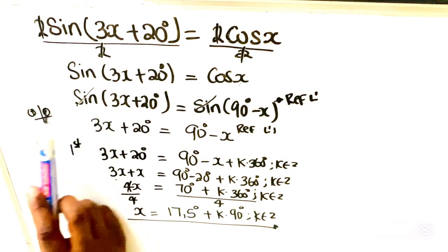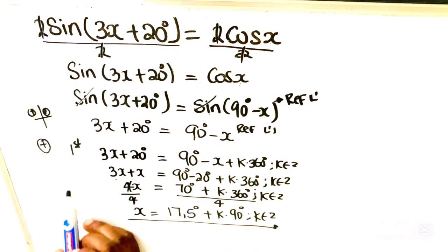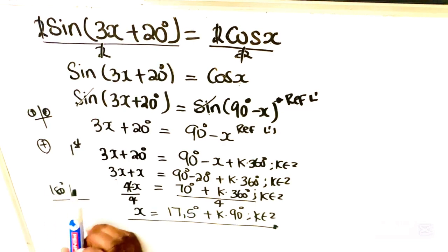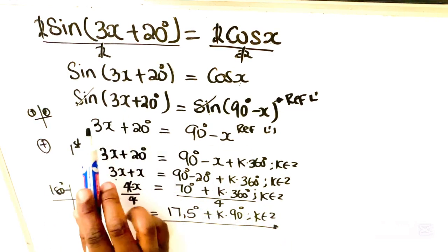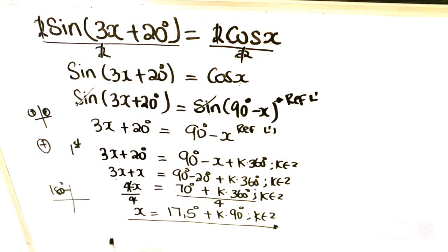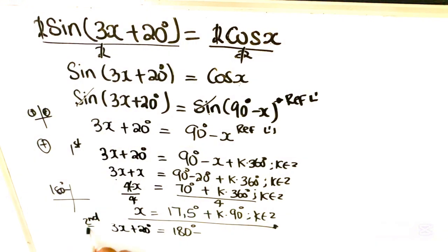Again, the sin is positive in the second quad. In the second quad, it's 180 minus the reference angle, whatever that is on the left hand side, we always write it. On the left hand side, we have 3x plus 20 degrees is equal to, then in the second quad, 180 minus an angle of 90 minus x, we introduce the brackets, 90 minus x, then plus k times 360.